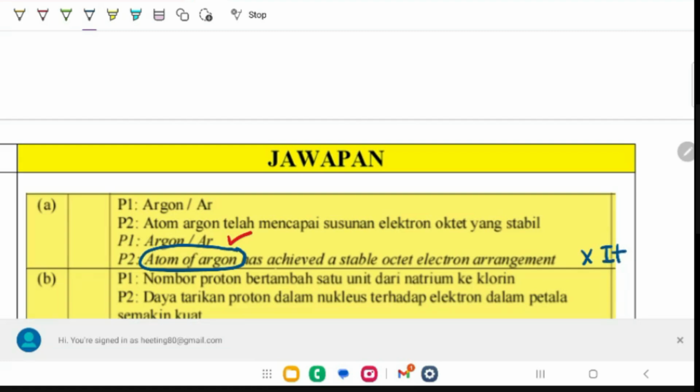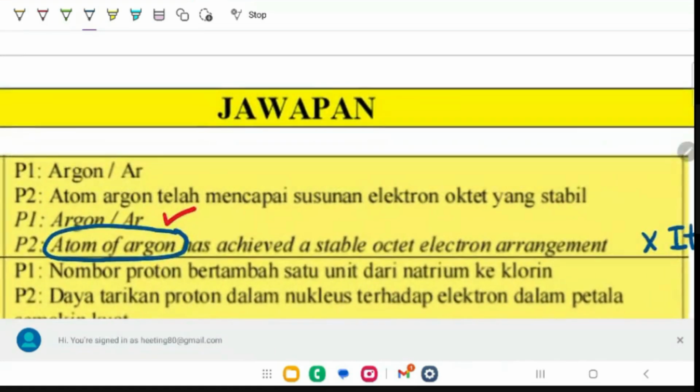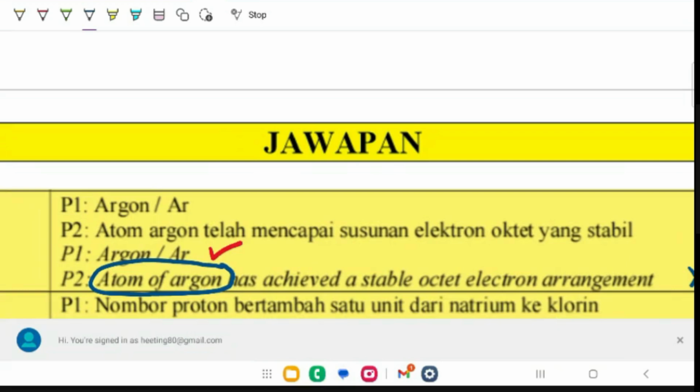Don't write "it has achieved a stable octet electron arrangement." It is rejected. Understand? You have to write "argon atom has achieved a stable octet electron arrangement." Okay, clear? Avoid losing the mark. So mention the atom.